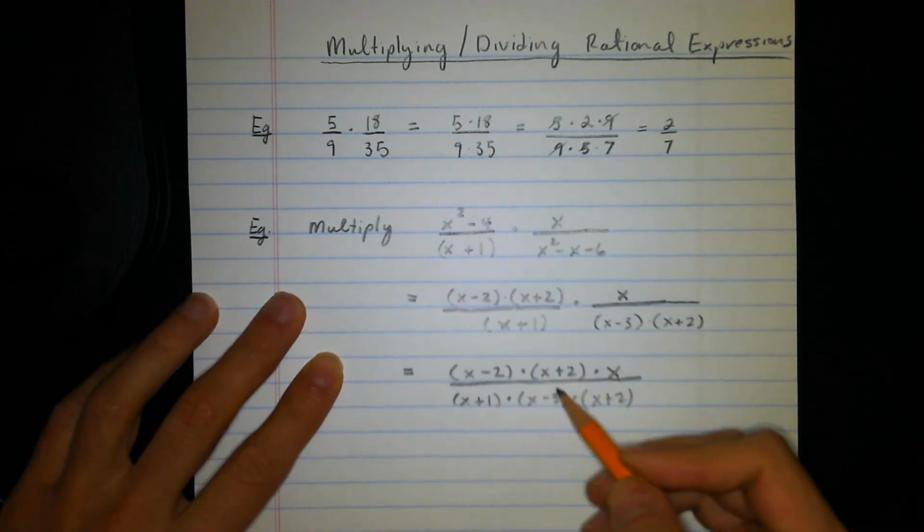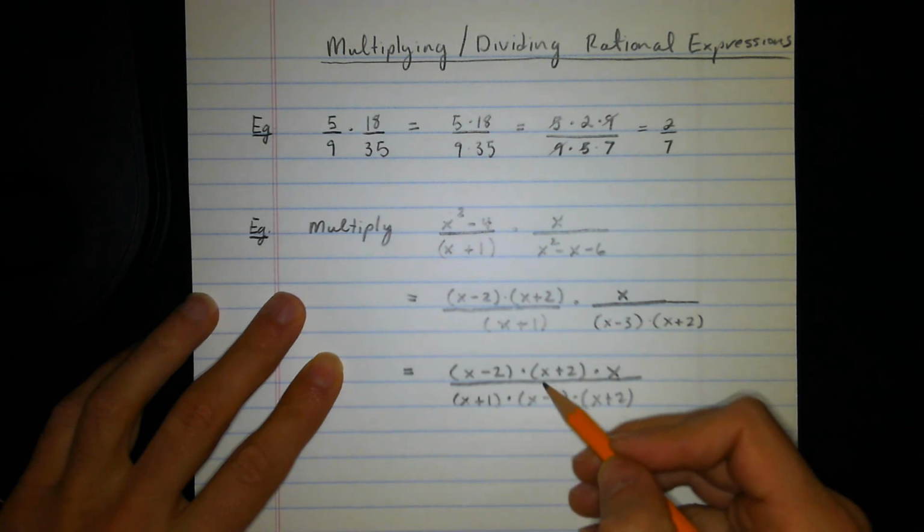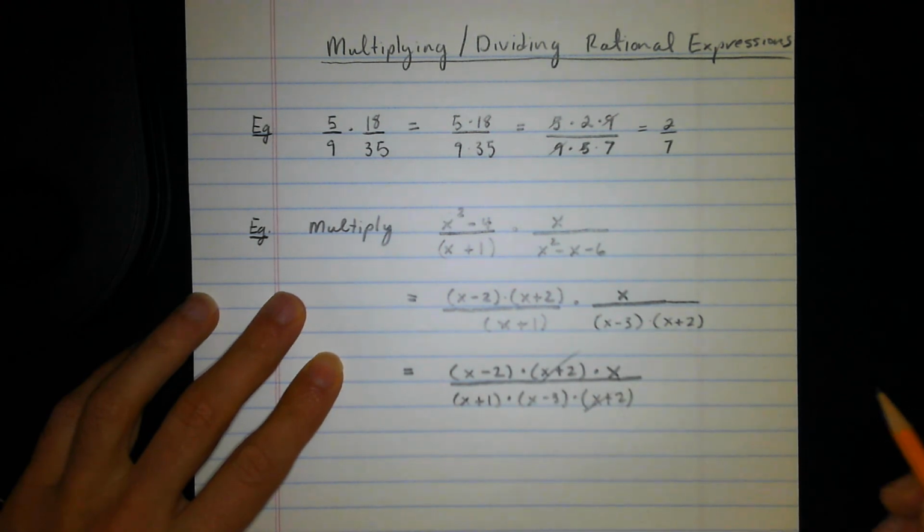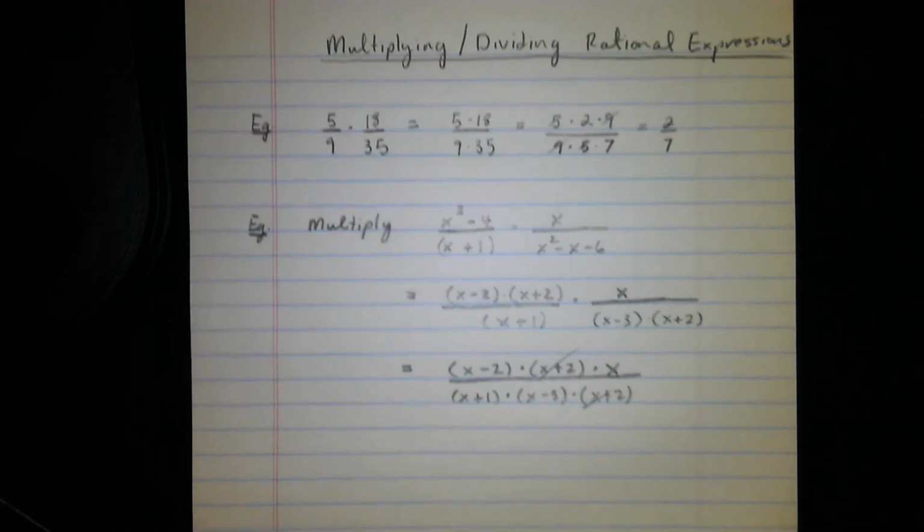Okay, and now you can see we've got common factors of x plus 2 in the numerator and denominator, so we can cancel them out.